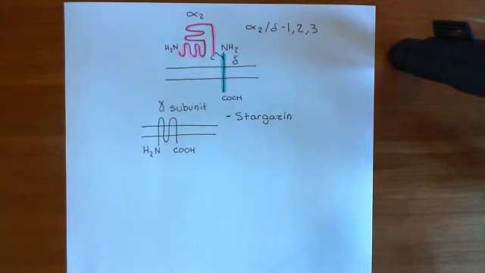Okay, right, so we'll conclude that video there, and in the next video what we'll do is look at the effect of the beta-gamma subunit on these voltage-gated calcium channels.